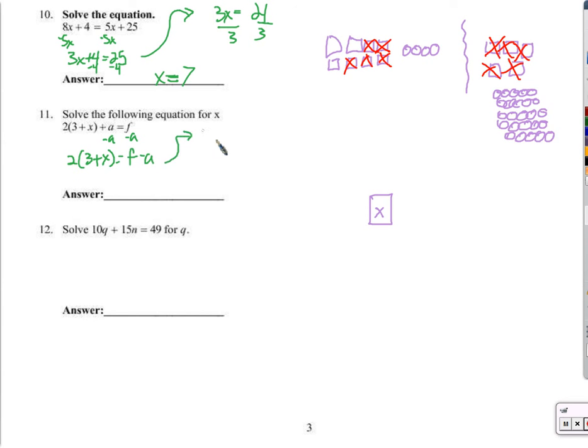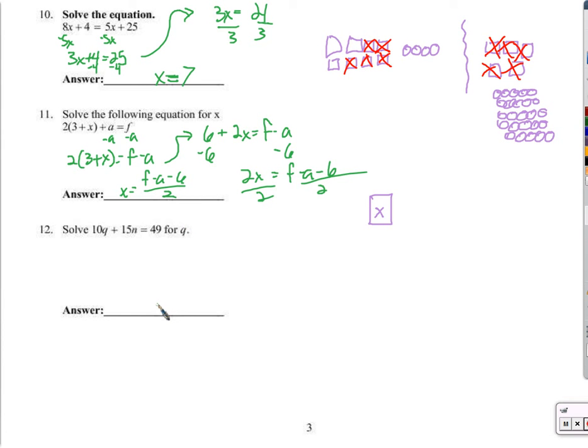Bring my work over here. I'm going to give in to the urge to distribute the 2. I think that's probably the most common thing people would do here. Then we'll subtract 6, right? Let's get rid of that guy. We have f minus a minus 6. We'll divide both sides by 2, and so x equals f minus a minus 6 over 2.